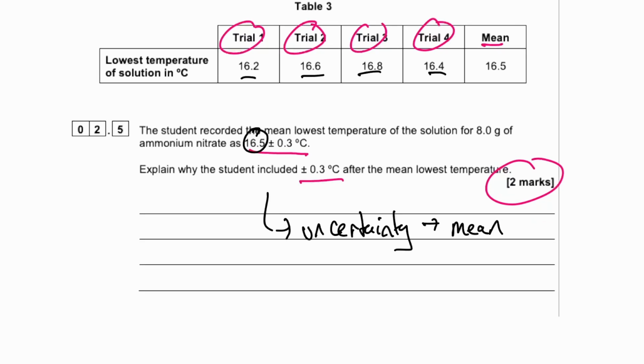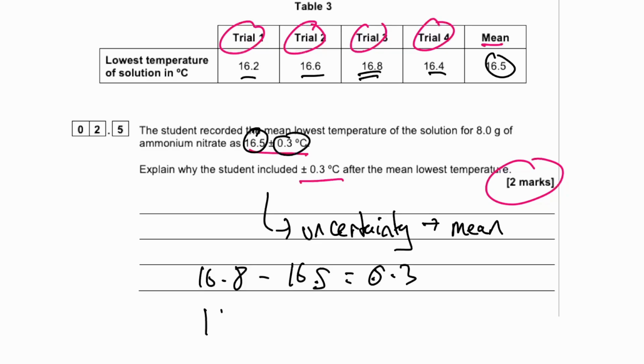Now what you need to say for the next mark is basically, how did we get to that? How do we know this is 0.3 degrees Celsius? Why is that the uncertainty in the mean? Very simply, the mean value was 16.5, and if you do 16.5 minus the top value, which was 16.8, what do you get? Well, you get 0.3. Or in fact, it should have been the other way around, so we should swap these. You do the top value minus 16.5, which was your mean, and that gives you 0.3.